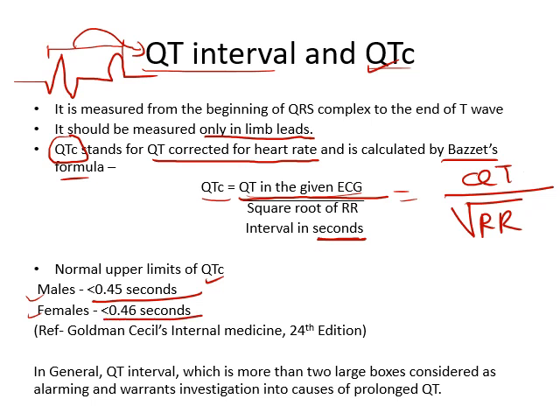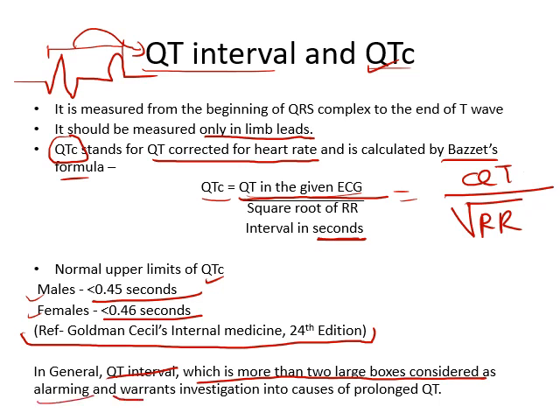These values are given differently in different books. For the purpose of this video, I have referred Goldman Cecil Internal Medicine 24th edition. In general, if you want to remember it roughly, you can remember that QT interval, which is more than 2 large boxes, is considered as alarming and warrants investigation into causes of prolonged QT interval. Let's have a look at few ECGs.